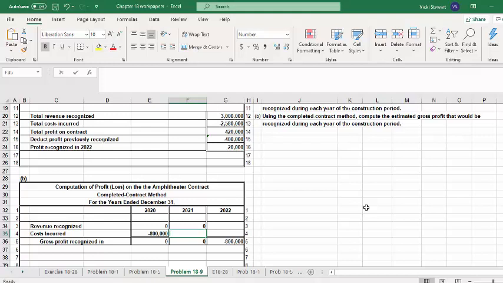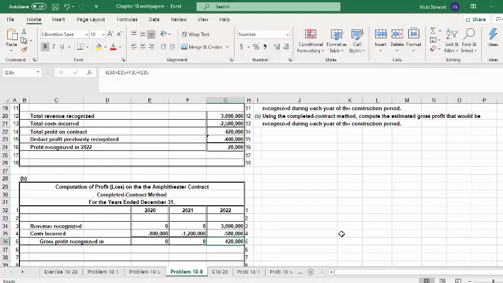In 2021, we incurred $1,200,000 of cost, but we wouldn't recognize any revenue, expenses, or gross profit that year. In the last year, in 2022, we would recognize all of the revenue, all $3 million. We would have only incurred that year the $580,000 in cost, but we would recognize all of our costs, all $2,580,000 in 2022, and we would recognize all of the gross profit of $420,000 also in 2022.